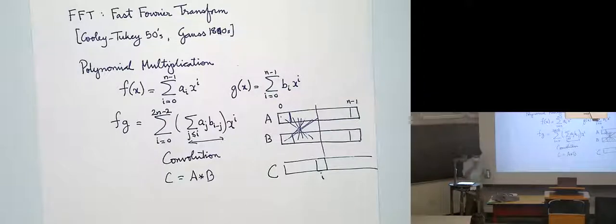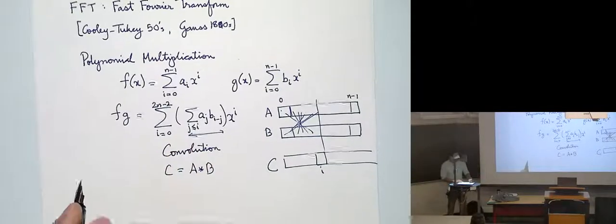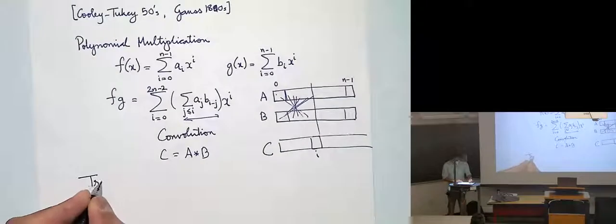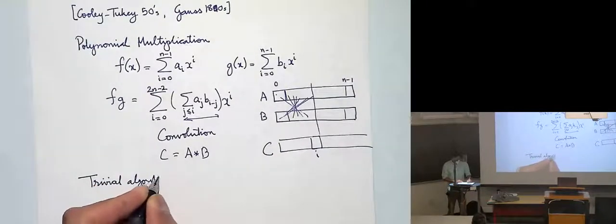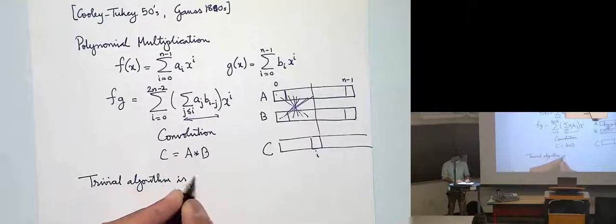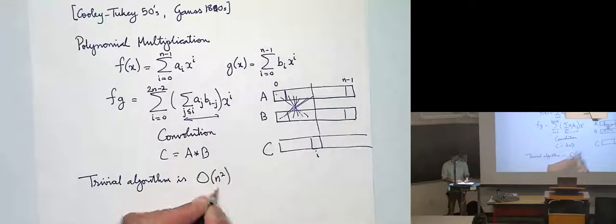Okay, so what is the naive algorithm, the direct algorithm to do this? How long will it take? N squared. Why n squared? You multiply all pairs with each other and you get everything, right? So the trivial algorithm is O of n squared.